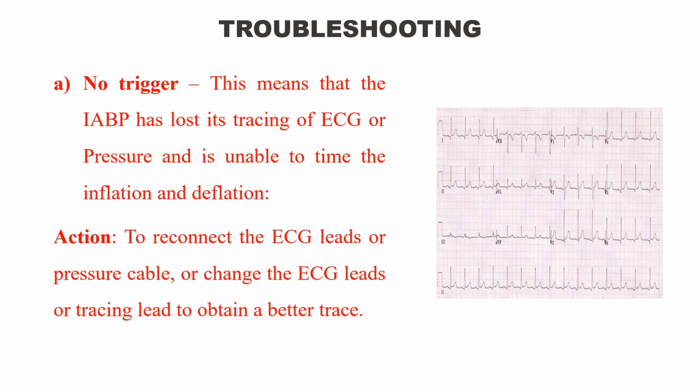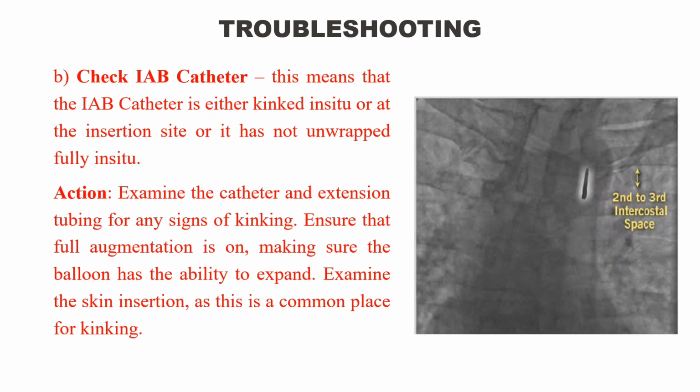Troubleshooting. The following are common problems that may occur when using the IABP. The first one is no trigger. This means that the IABP has lost tracing of the ECG or pressure and is unable to time inflation and deflation. So what action do we have to take? First, reconnect the ECG leads or pressure cable, or change the ECG leads or tracing leads to obtain a better trace. And next, check the IABP catheter.